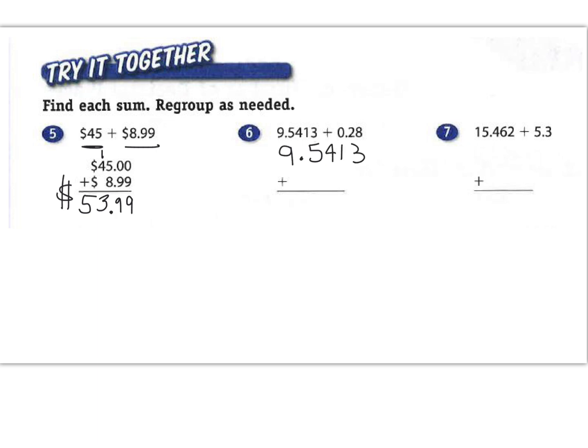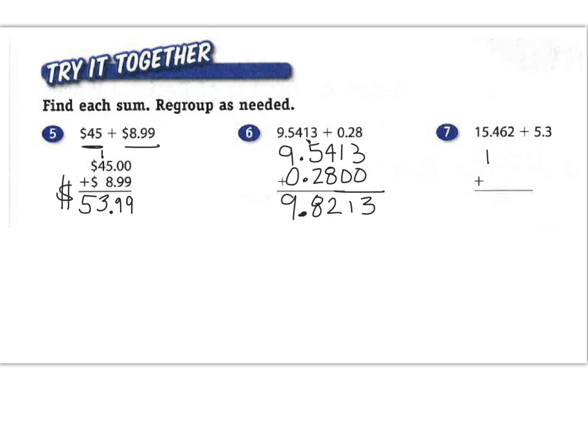Here we have 9 and 5,413 thousandths, 0 and 28 hundredths. I'm going to put 2 zeros there. Now we are all lined up. 3 plus 0 is 3. 1 plus 0 is 1. 4 plus 8 is 12. Carry that 1. 1 plus 5 is 6. Plus 2 is 8. Then we have that decimal. 9 plus 0 is 9.